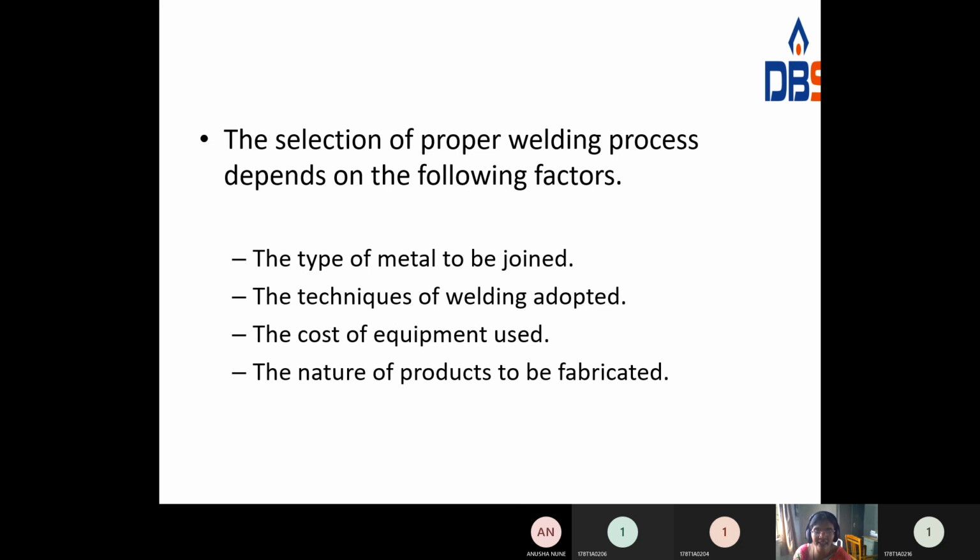The techniques of welding adapted, that is, which technique will be used in the welding. Cost of equipment used: to do the welding you have to use equipment, and it is also dependent upon that cost. The nature of products to be fabricated: which product will be fabricated by using that welding. The welding will depend upon that also.